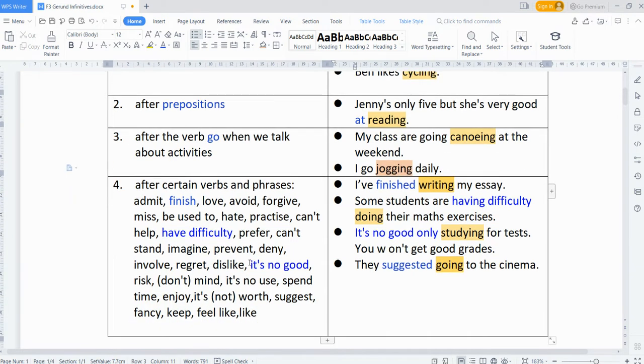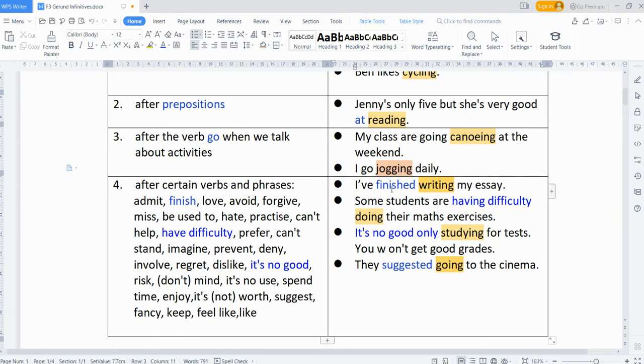And then number four, we use gerund after certain verbs and phrases like admit, finish, love, avoid, forgive, miss, be used to, hate, practice, can't help, have difficulty, prefer, can't stand, imagine, prevent, deny, involve, regret, and etc. Just like in the list.